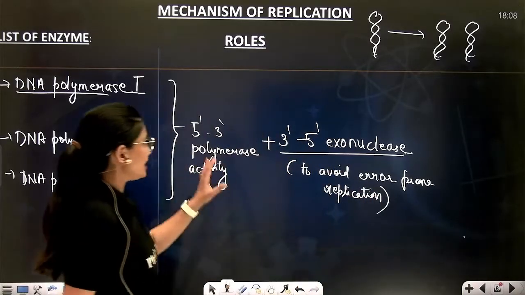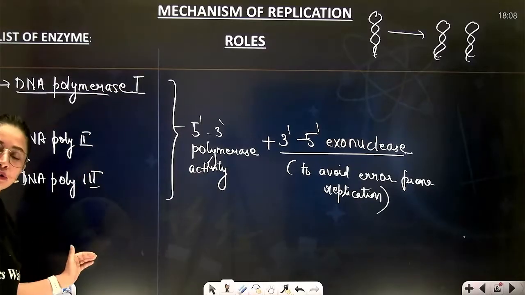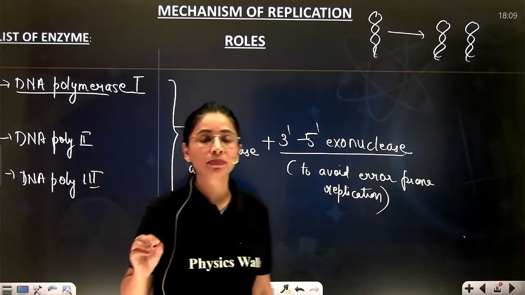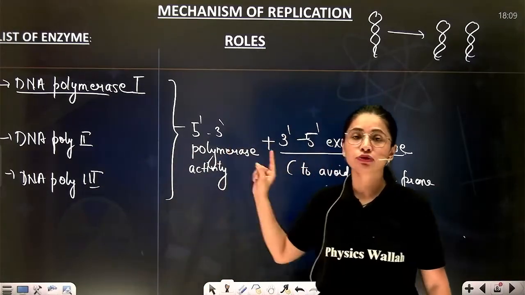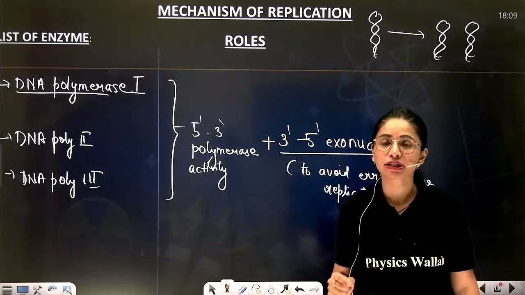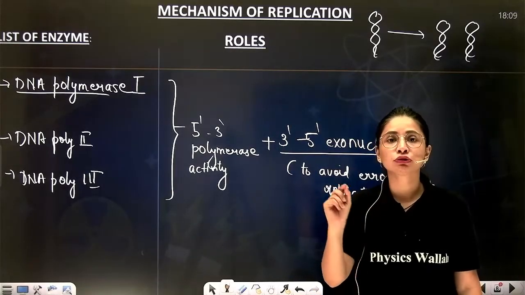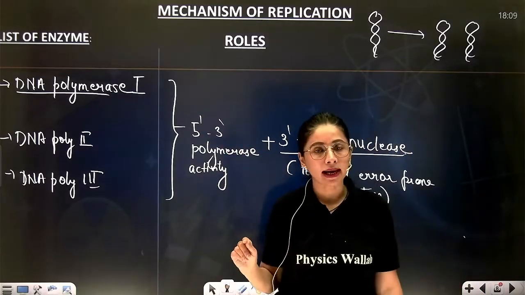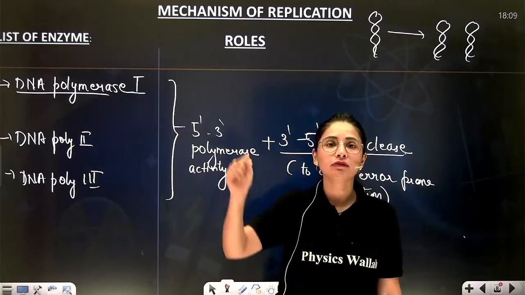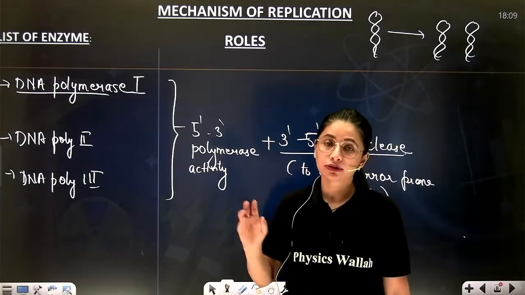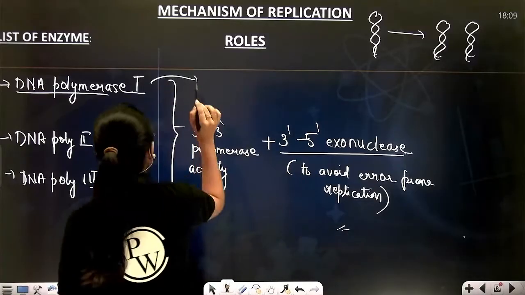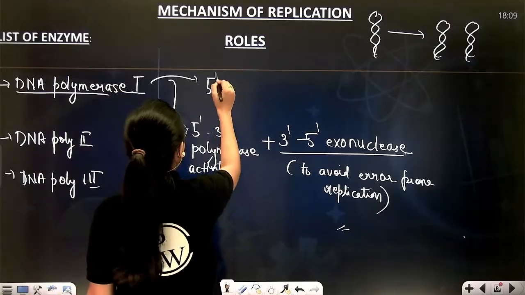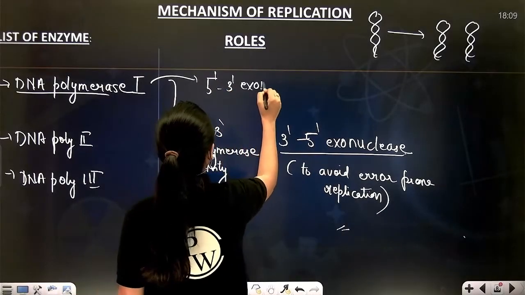Correct? So these two activities are common for all the three polymerases. DNA polymerase 1, also called Kornberg's enzyme, apart from these two activities, also has one special power called 5' to 3' exonuclease. That means DNA polymerase 1 can cut the nucleotide even from the 5' direction. This is also very, very helpful. While I explain the mechanism, I'll tell you how this property is helpful in DNA replication.